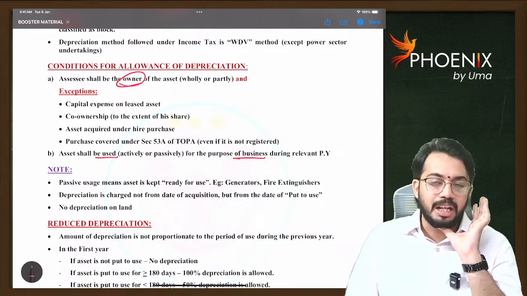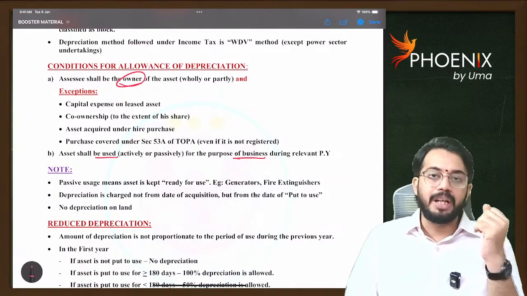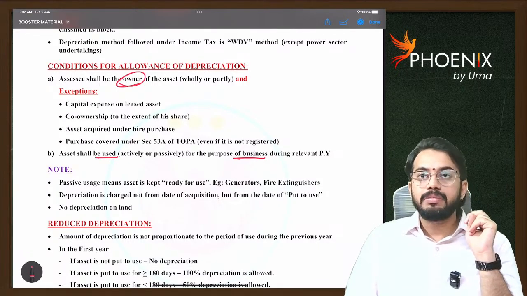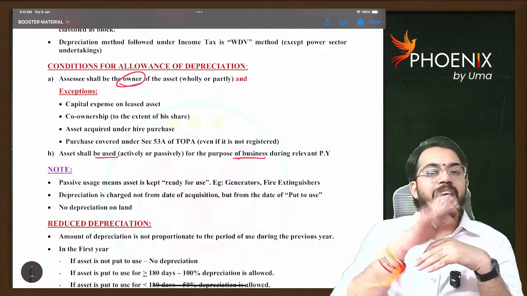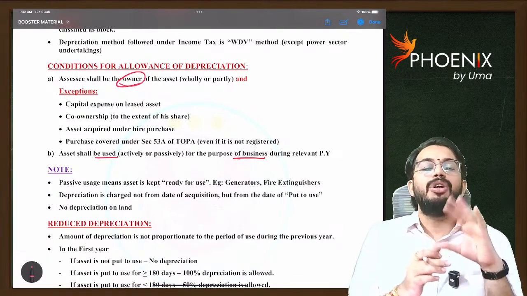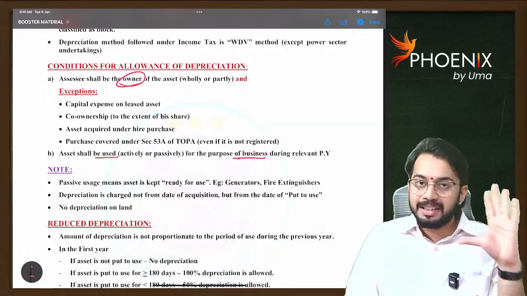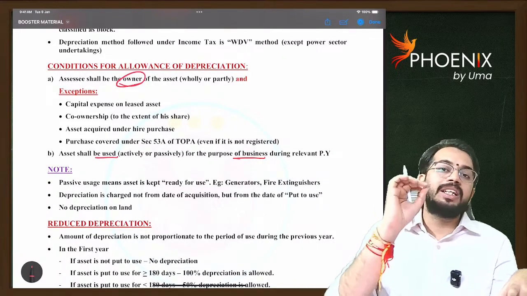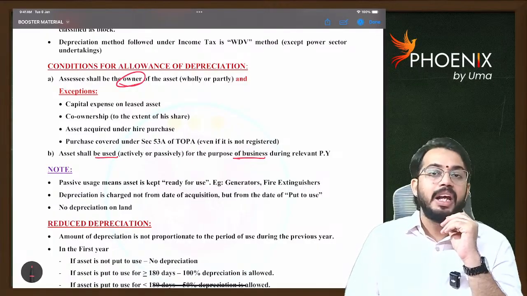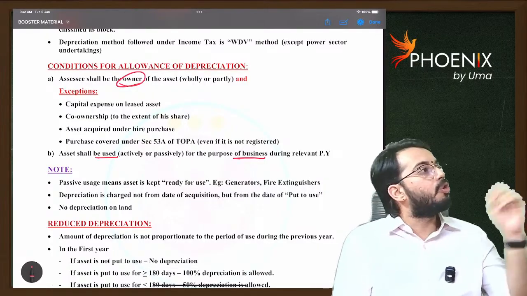Are you able to understand? So, that is the exception. Second exception, leased asset. On a leased asset, if you incur any capital expenditure, even though you are not the owner of the leased asset, still whatever capital expenditure you have incurred, on that capital expenditure you can start claiming depreciation. I took one room on rent.